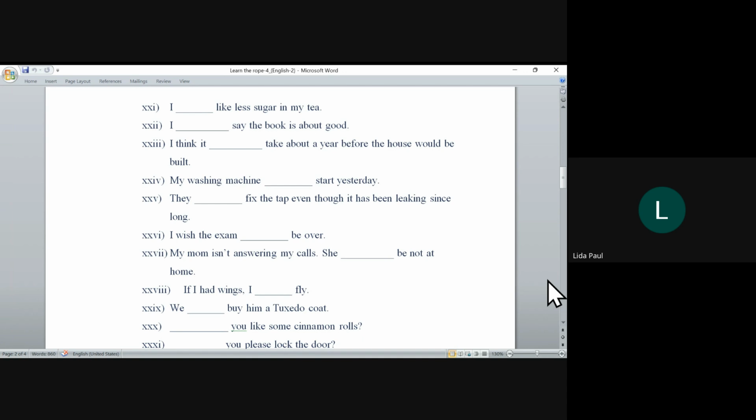Now this is an imaginary, hypothetical situation. So which modal is suitable here? I would fly, right? So would, along with all its other uses, like we saw in the previous sentences of refusal or denial, preferences and likes, and wish, also has another function: to show imaginary or hypothetical situations. So, example number 28, if I had wings, I would fly, right?